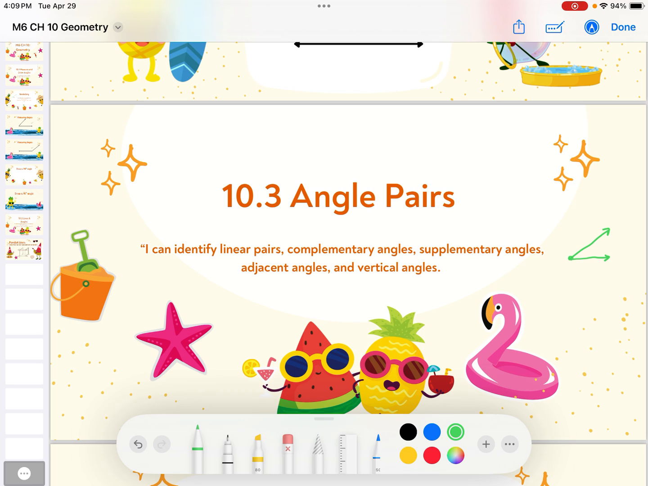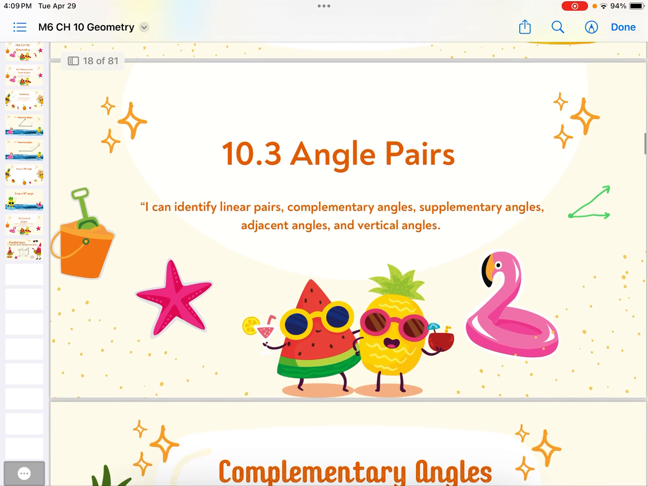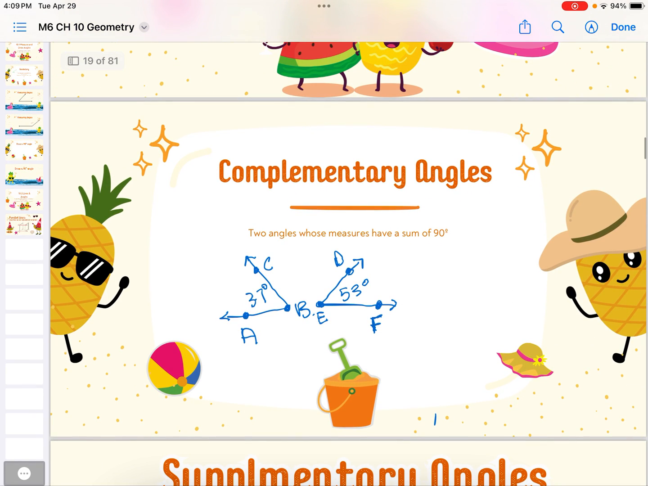So we might want to stop and pause the video every once in a while so you can write some things down. But we are going to go ahead and get started. Our first type of angle pair are complementary angles.